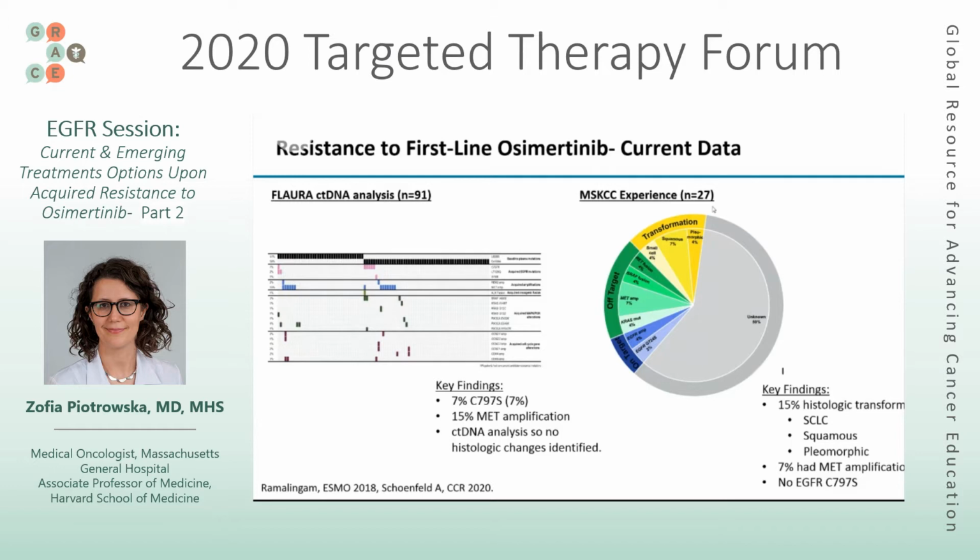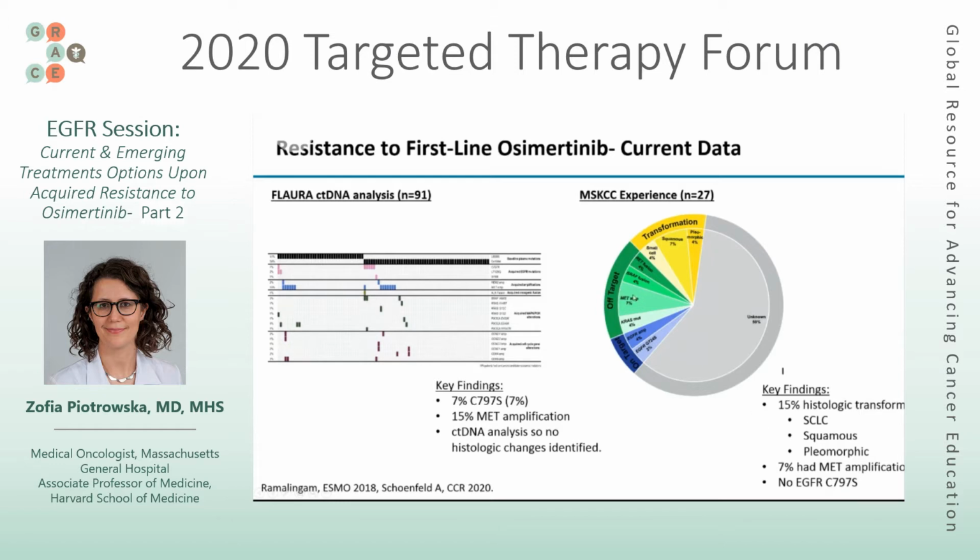I will say that we need to remember a caveat to this data, which is that this is a relatively small data set. We're only looking at 27 patients. We're also looking at patients who are probably the first to progress on osimertinib since the time it became widely approved and available in this country. And so I think that this pie chart may change with longer follow-up. But nevertheless, I think transformation is something that has to be identified and looked for.